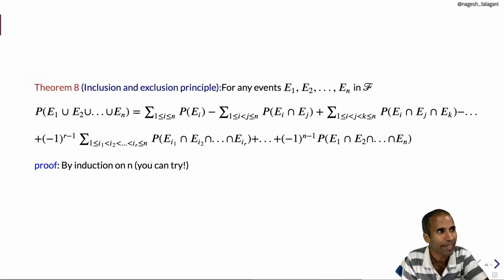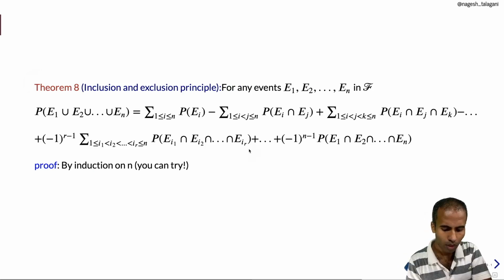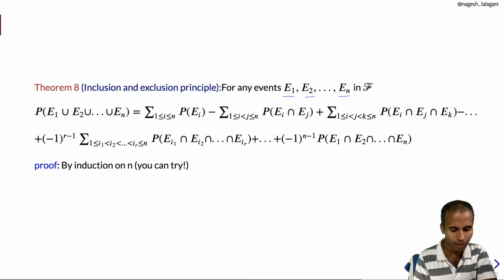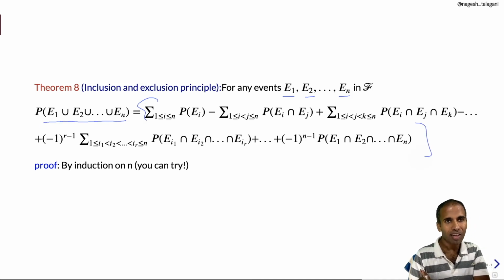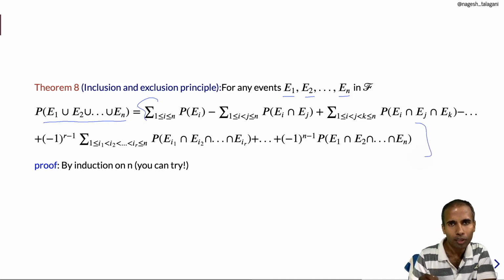So this is called the inclusion exclusion principle. For any events E1, E2, and so on up to En in the event space, the probability of E1 union E2 union up to En is going to be this, which looks exactly like the inclusion exclusion principle of counting. The only difference is the number of elements is replaced by probability P. So it's not hard to remember if you remember the inclusion exclusion principle of counting. It is the same. Here you can prove it by induction using base case n equal to 2.